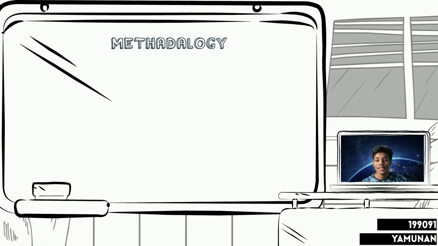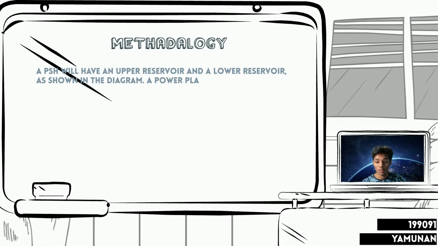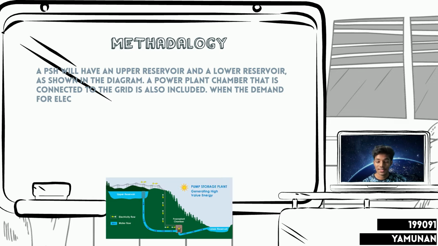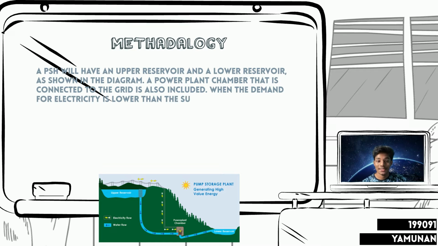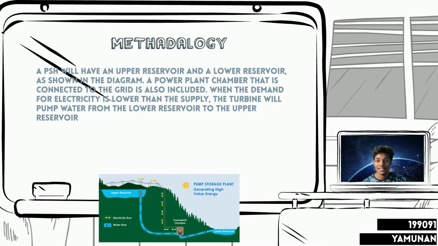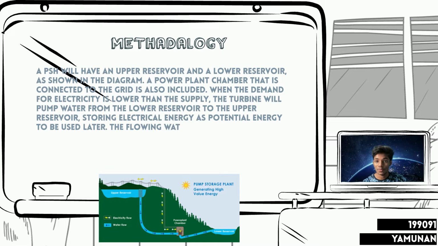The methodology. A PSH, which is our pumped storage hydropower system, will basically have two reservoirs, the first one located lower and the second one located upper. The upper and lower reservoirs are shown in this diagram, as you can see. The power plant chamber that is connected to the grid is also included, as you can see in the picture below. How this works is basically when the supply of electricity is higher than the demand.